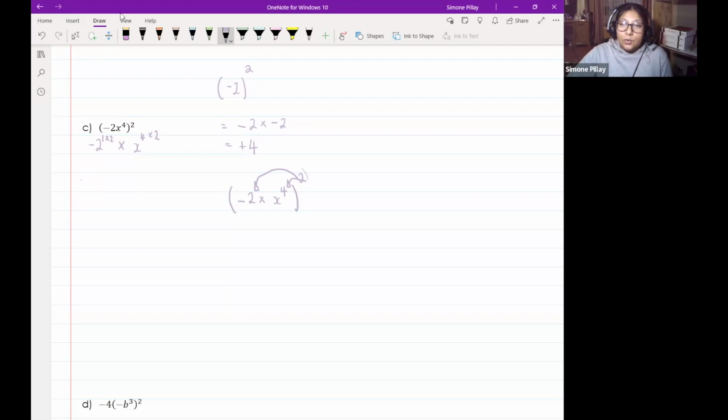And so what am I going to be left with? (-2) squared, which is going to give me 4, times x, and 4 times 2 is 8, which we can just write as 4x to the power of 8. Are we happy with this one? This one was a little bit more difficult, but does this make sense, guys? Again, I'm going to need some thumbs ups because I just want to make sure nobody has been left behind.